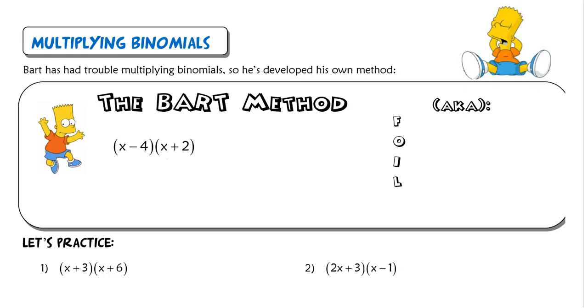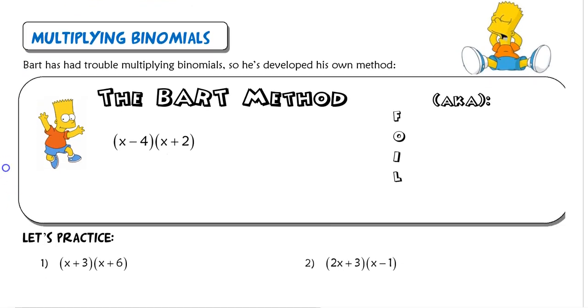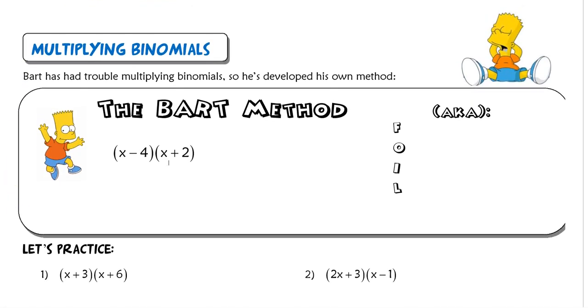Alright, so now that we're multiplying binomials, this is a little bit trickier than just multiplying a monomial like we did in example 1 here where we can just distribute. This is sort of like the distributive property, but we have to make sure we distribute it to all the terms all together. So I've got a little mnemonic device here to help you remember how to multiply out all the terms, and I call it the Bart Method, okay?